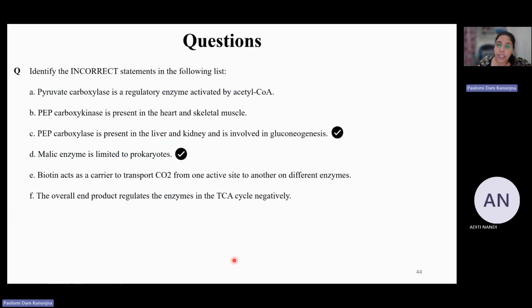And lastly, the overall end product regulates the enzyme in the TCA cycle negatively. This we have established already. If the products are there, then it will stop the reaction. It negatively regulates, meaning if the end products are present in high concentration, they will stop the reaction, because there is no requirement for the reaction to go forward, right? So they negatively regulate the cycle that they are part of. So you got all of them correct except for one or two, but that's all right. That's not a big problem.